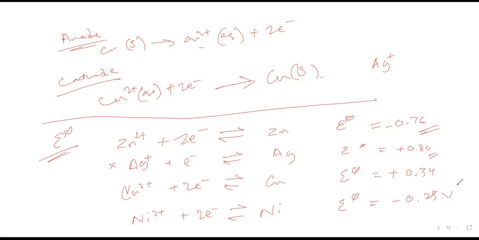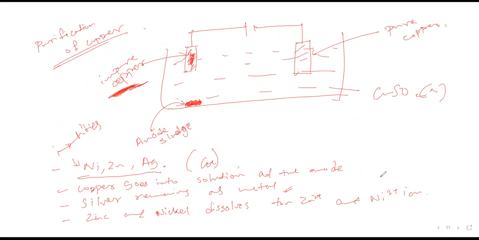Copper 2+ ion is already in the solution, isn't it? We don't need to form copper, because the Cu2+ ion is already in the solution. We are using a solution of Cu2+, so that means Cu2+ is already in the solution. That means this copper is going to get discharged at the cathode, forming pure copper. The Cu2+ already existing in this solution is going to get reduced, forming copper.